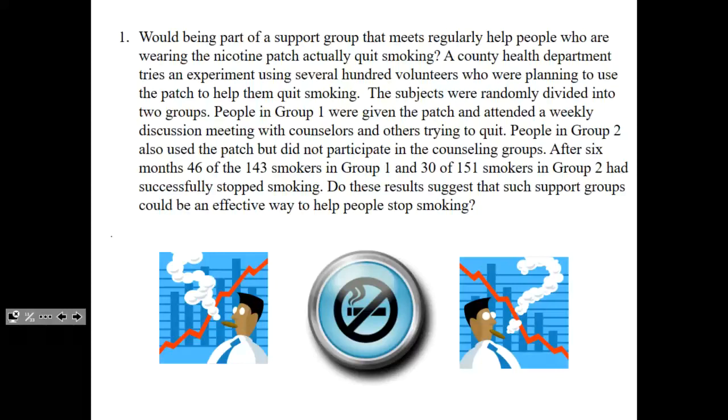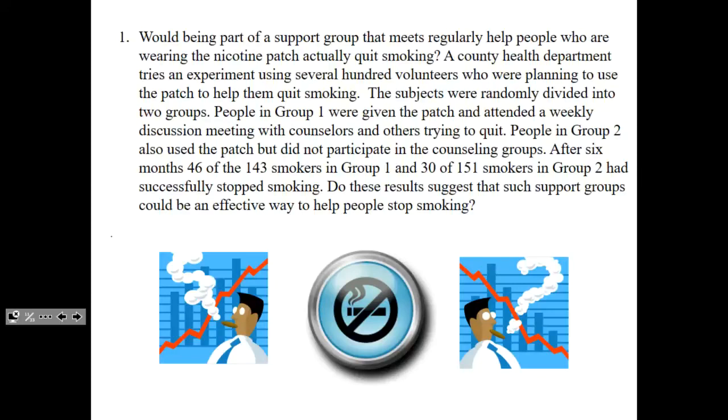After 6 months, 46 of the 143 smokers in group 1 and 30 of the 151 smokers in group 2 had successfully stopped smoking. Do these results suggest that support groups could be an effective way to help people stop smoking? That's our question. That's going to give us our alternative hypothesis. If they are effective, then the proportion of people who quit smoking in the support group should be higher than the proportion of people who quit smoking without the support group.